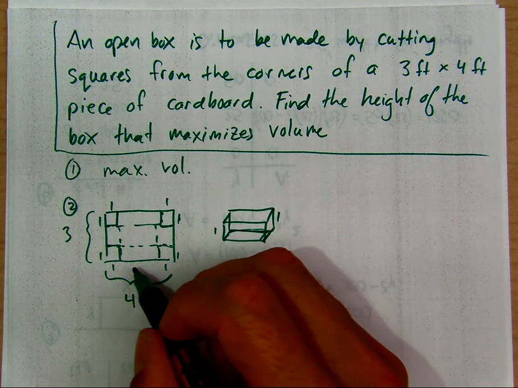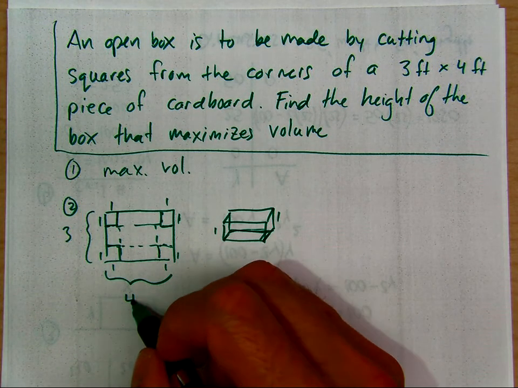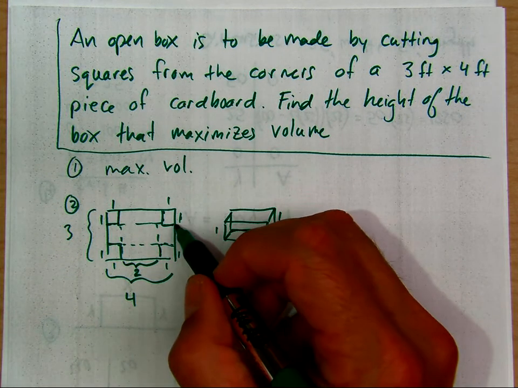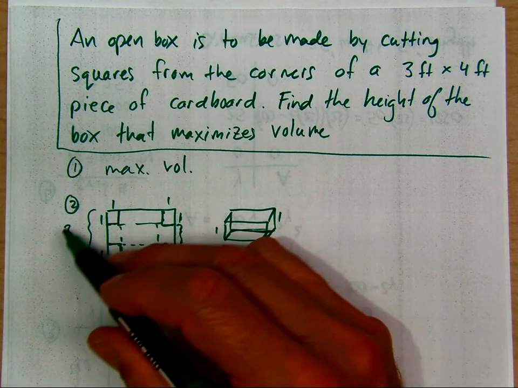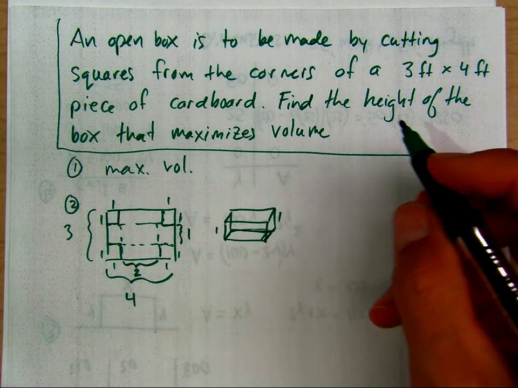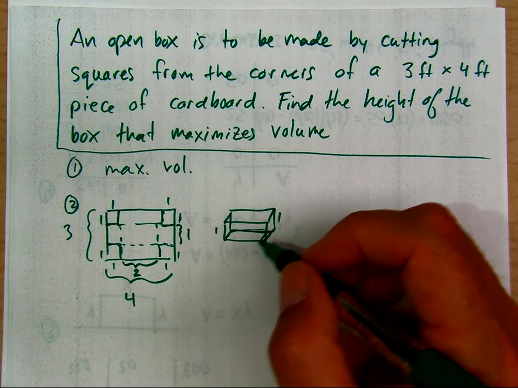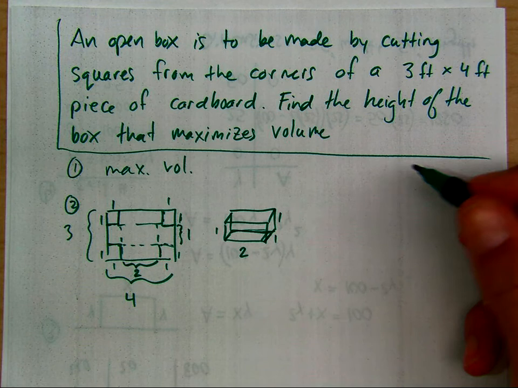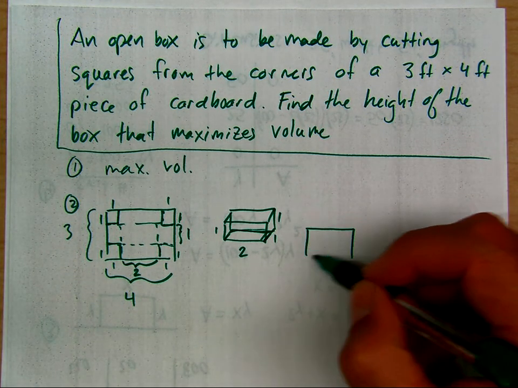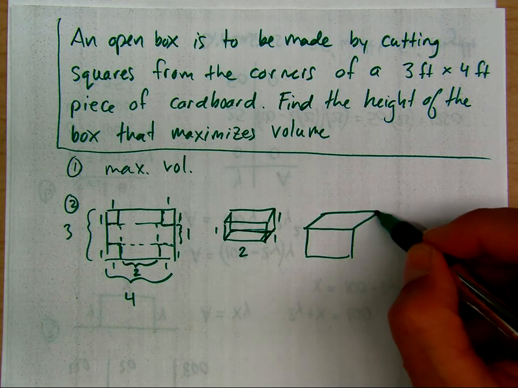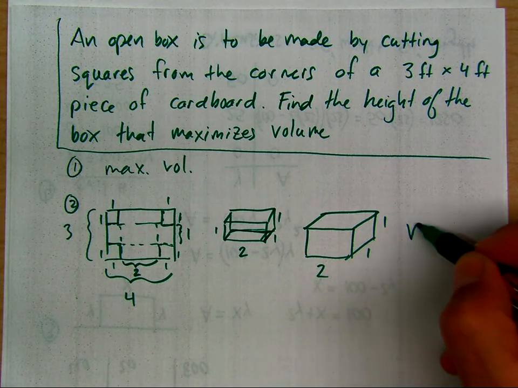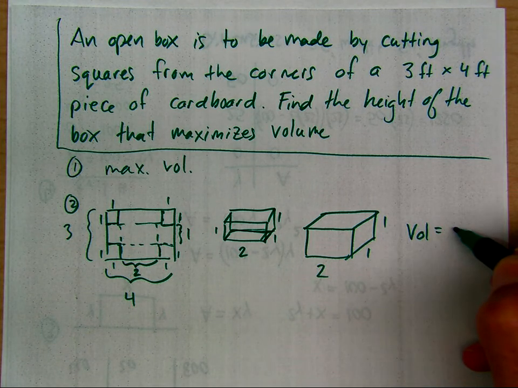And after we cut out 1 and 1 from 4, then this leftover is a 2. And here we cut a 1 and a 1 from a 3, and we're left with a 1. So this is 2 by 1. So we'll draw that again. We have 2 by 1 by 1, and the volume would be 2. 2 times 1 times 1.